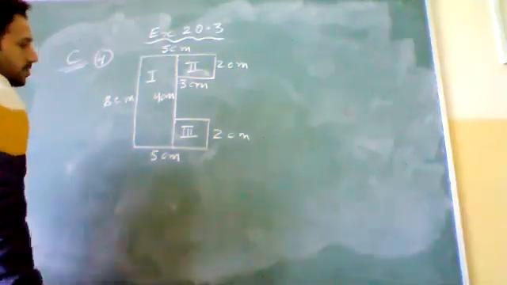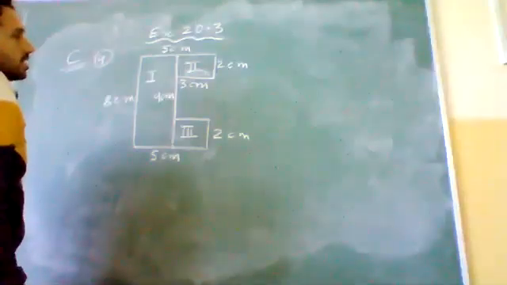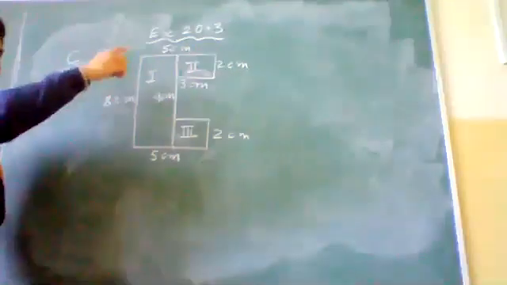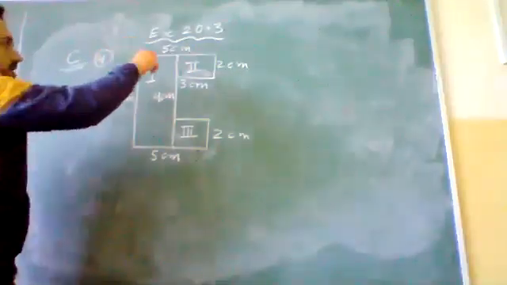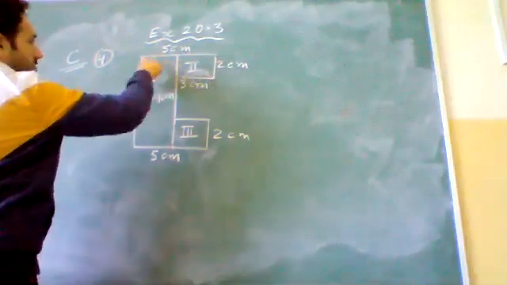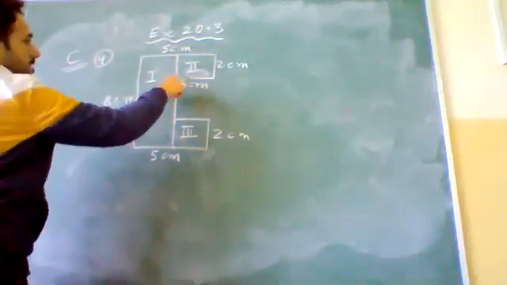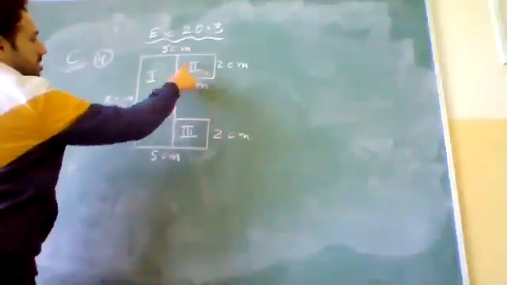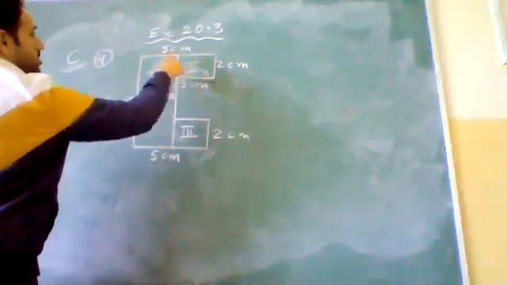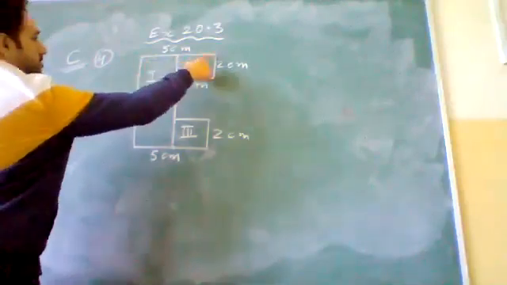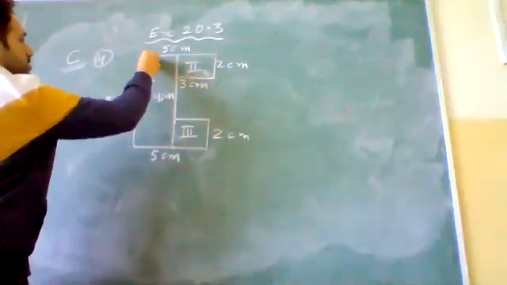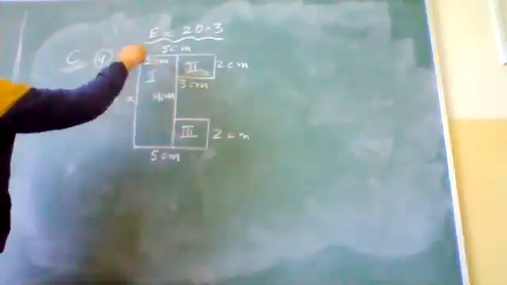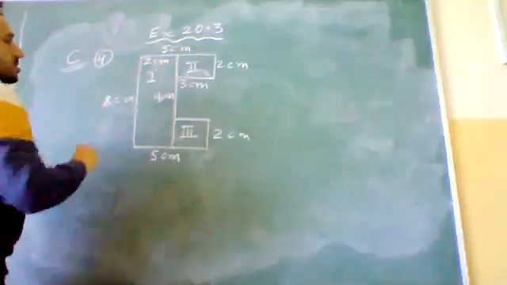So all of you listen to me. This total length is 5 centimeters. Listen carefully, very important thing. This total length is 5 centimeters. This much is 3 centimeters. This much is also 3. So how much is left? 5 minus 3. So this becomes 2 centimeters. Got it or not? This inner part is 2 centimeters.